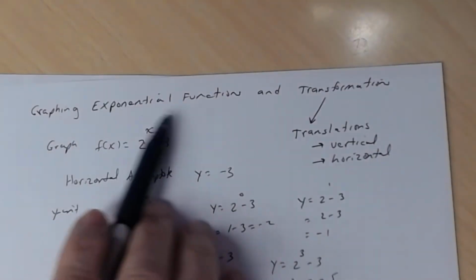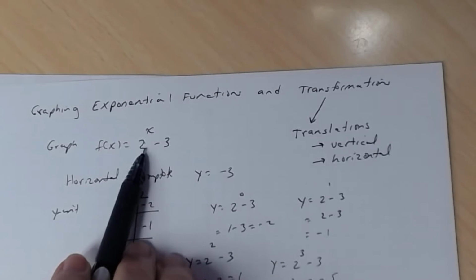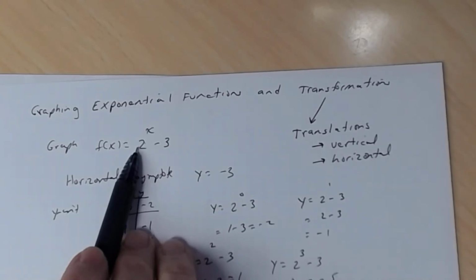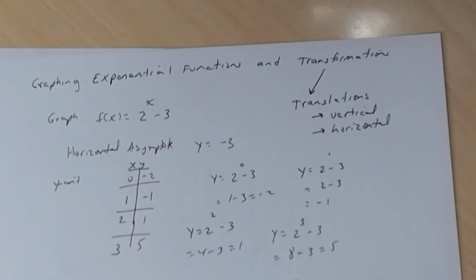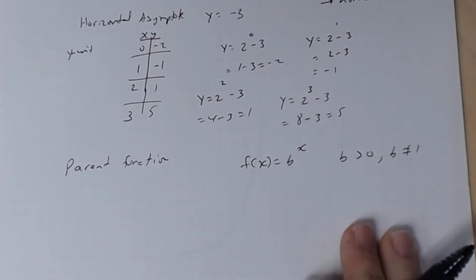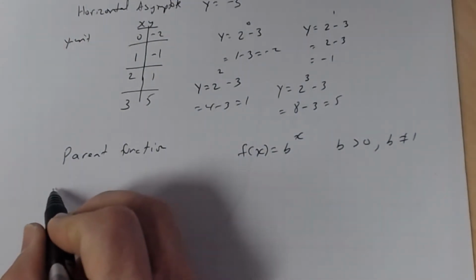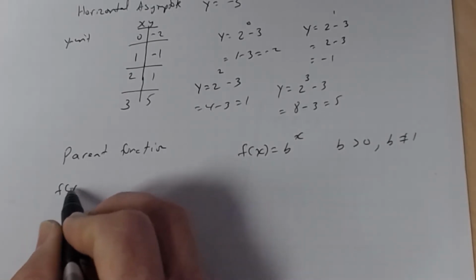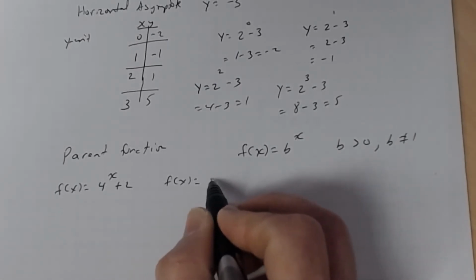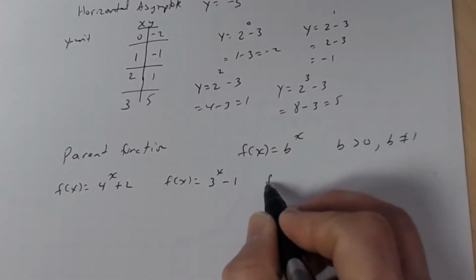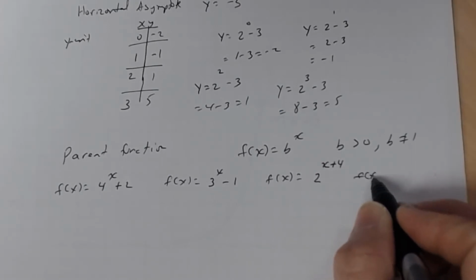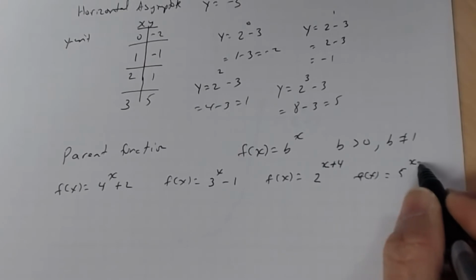And from there, we did all kinds of other stuff. We graphed things that looked like this. We graphed 2 to the x plus 5, things like that. And the base wasn't just 2. We did other bases, like 1/2 to the x, 1/4 to the x, and so on. Now, I am going to write several functions here with different bases. And I'm going to just go ahead and use f of x in each case. So f of x equals 4 to the x plus 2. F of x equals 3 to the x minus 1. F of x equals 2 to the x plus 4. F of x equals 5 to the x minus 3.